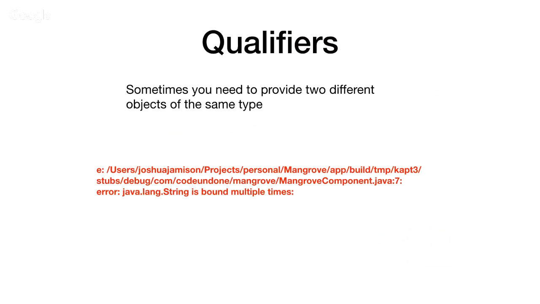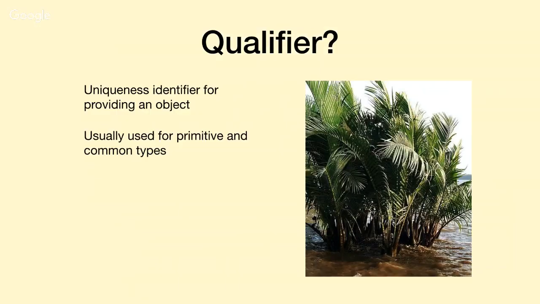So we fix this with qualifiers. What is a qualifier? Well, it's just a way of providing uniqueness to a provision. It's pretty simple stuff. A qualifier just has a name, and most commonly we use it on simple primitive types like strings, but you should use it for any type that's provided multiple times. It's another mangrove.